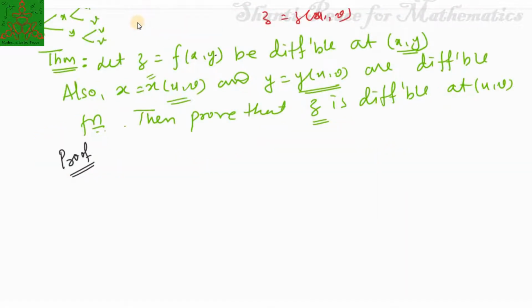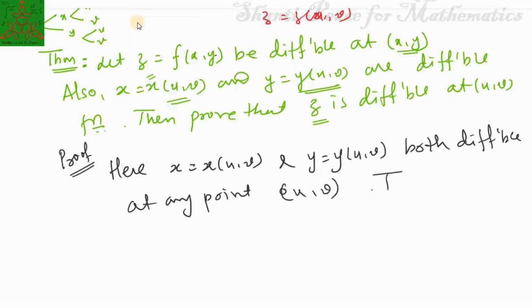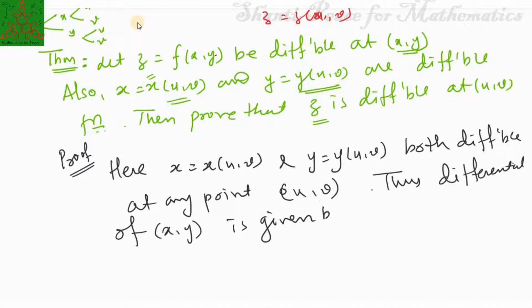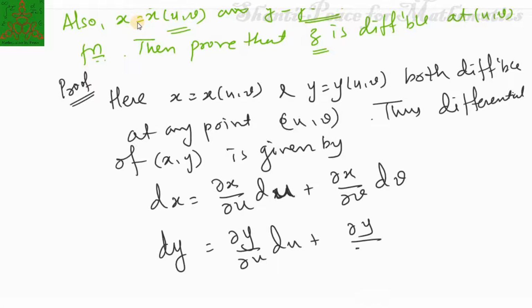Here it is given that x equals x of u, v and y equals y of u, v are both differentiable at any point u, v. Thus the differential of x, which we talked about in my previous video, is dx equals del x by del u du plus del x by del v dv, and dy we can write as del y by del u du plus del y by del v dv.